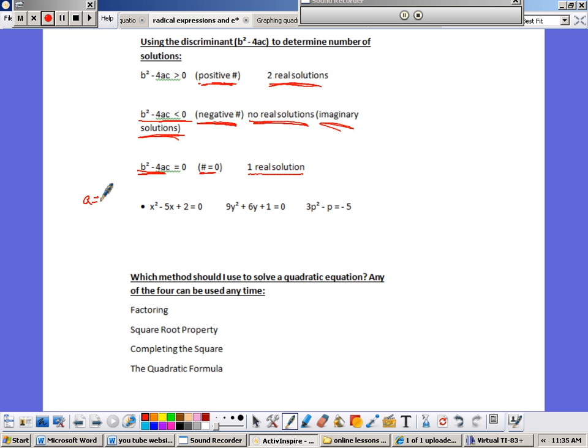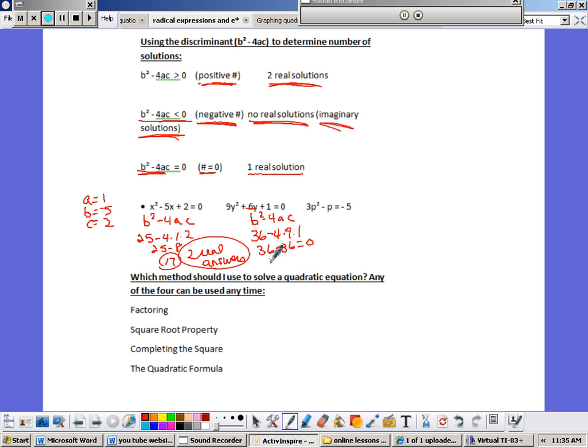So let's try them. A is 1, b is -5, c is 2. Okay, so b squared minus 4ac. 25 minus 4 times 1 times 2. 25 minus 8, 17. There's going to be 2 real answers. So when you do it on your calculator, you better get 2 real answers, or when you do it by hand. B squared minus 4ac. B is 6, so it's 36, minus 4 times 9 times 1. 36 minus 36, 0. So there's going to be 1 real answer. Just like on the last page when we had 2/3 and 2/3, or 2.5 and 2.5. It means the vertex will be sitting on the x-axis.